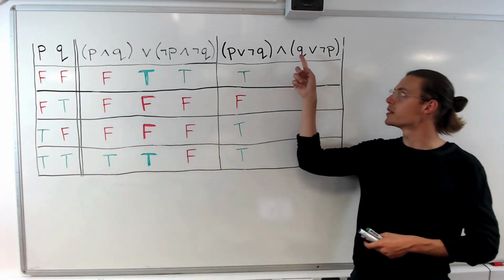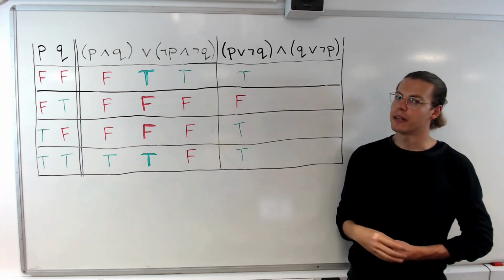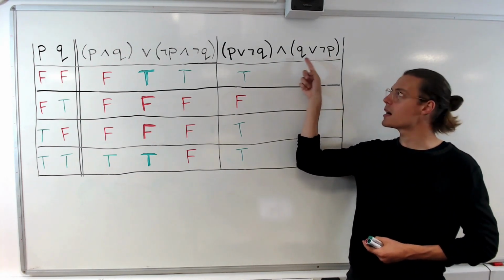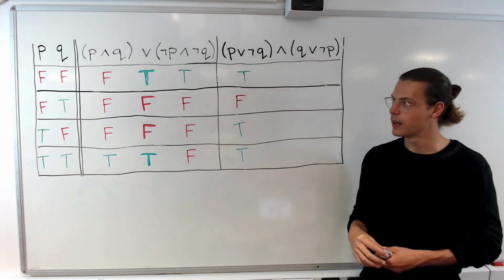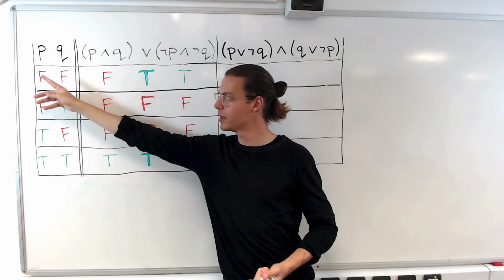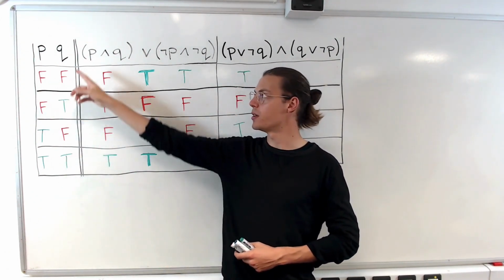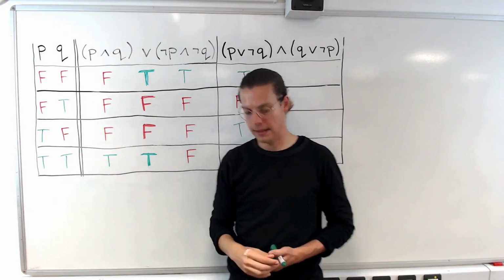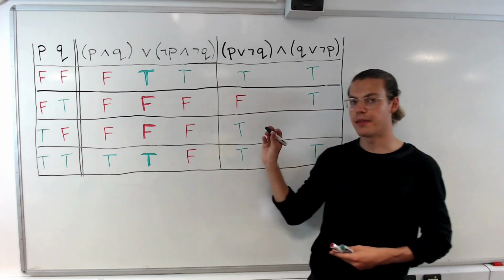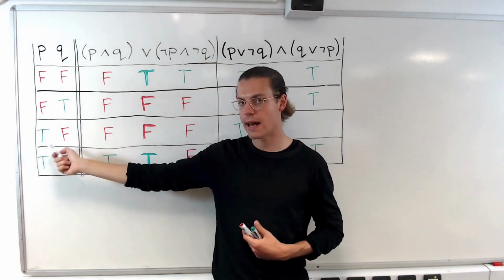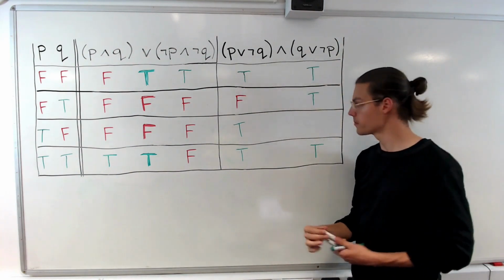Now let's look at Q or not P. So this time, this is true if either Q is true or P is false. In the first row, P is false. In the second and fourth rows, Q is true. But in the third row, P is true and Q is false, and so this will be false.